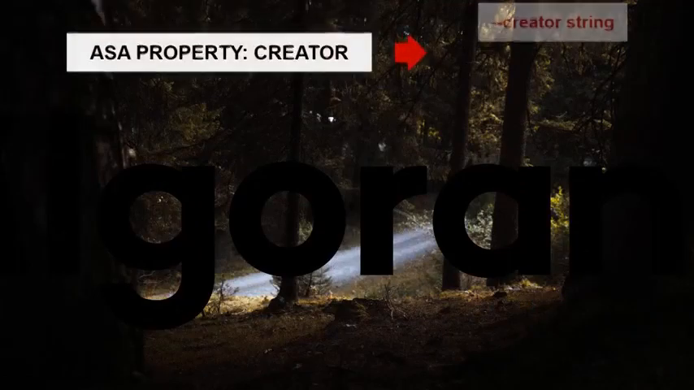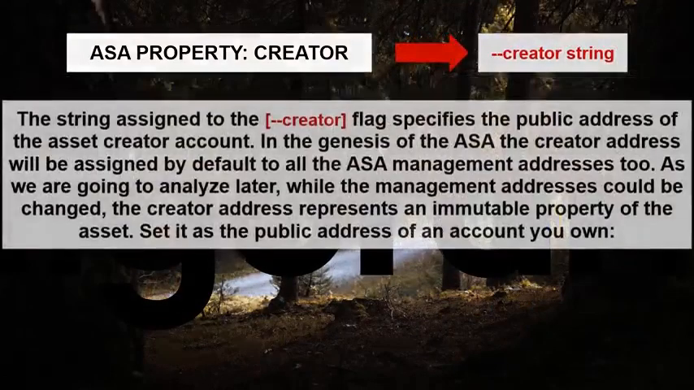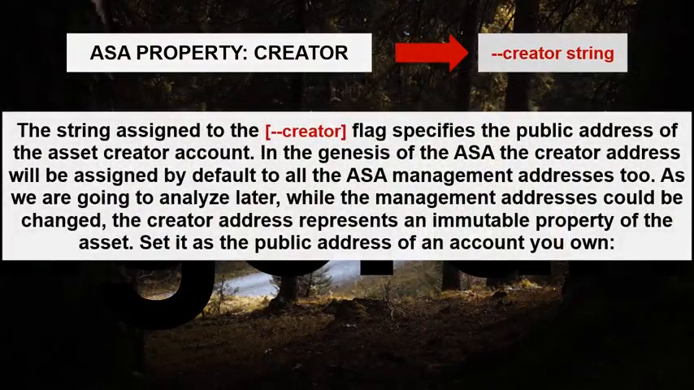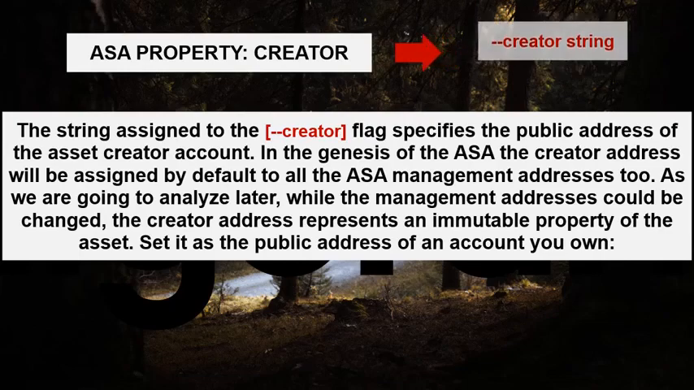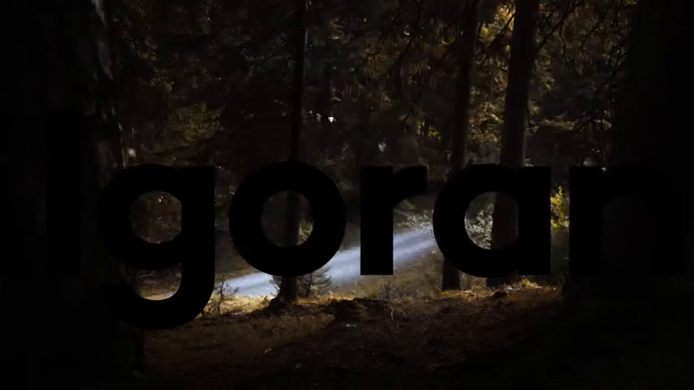Creator. The string assigned to the creator flag specifies the public address of the asset creator account. In the genesis of the ASA, the creator address will be assigned by default to all the ASA management addresses too, as we are going to analyze later. While the management addresses could be changed, the creator address represents an immutable property of the asset. Set it as the public address of an account you own.